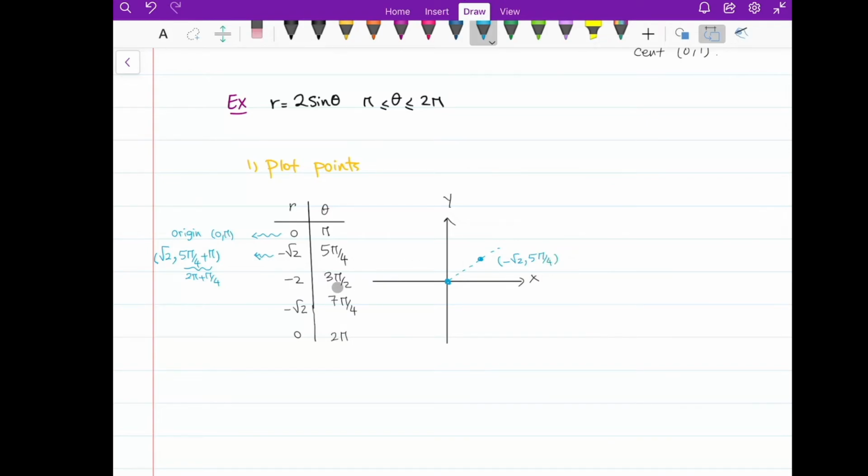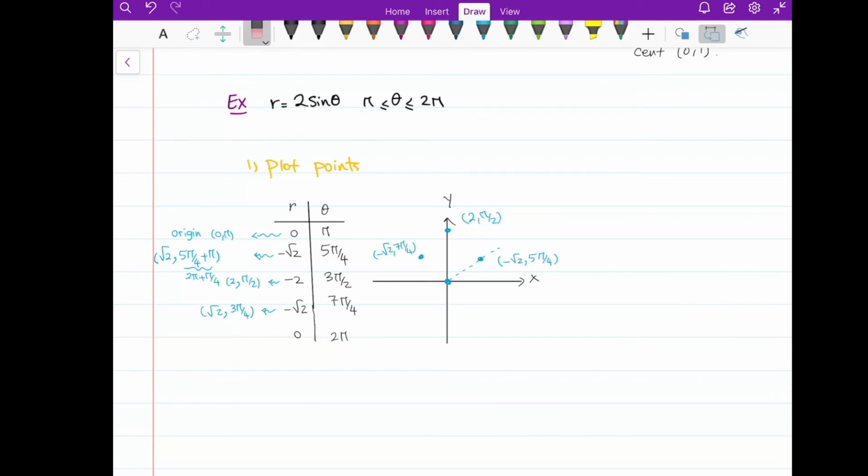When we are at negative 2 and 3 pi over 2, we have the same idea. It would be the same as 2 with the positive r and 3 pi over 2 plus pi, which is pi over 2. So we are here at 2 and pi over 2. And for this one, this is the same as root 2 and 7 pi over 4 plus pi, which would be 3 pi over 4, the same point as this. This is negative root 2 and 7 pi over 4.